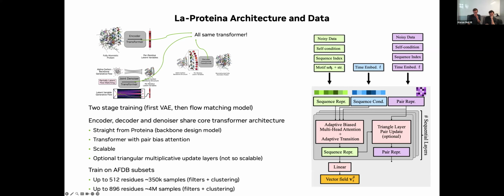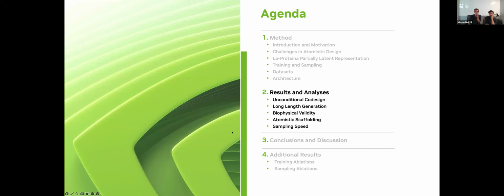Sweet. Okay. So, yeah, Thomas talked about the method and introduced nicely what we do. Now we're going to talk a bit about how well it works in different settings. I'm going to start with unconditional co-design. So as Thomas said, the whole point of doing an all-atom method is that you do co-design. So you design a structure and a sequence. And so we want to look at how well this works.